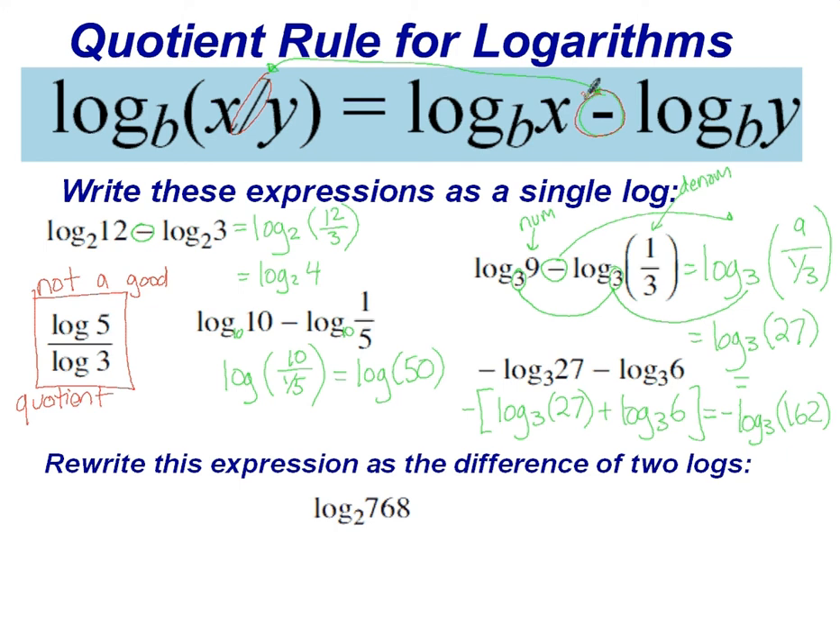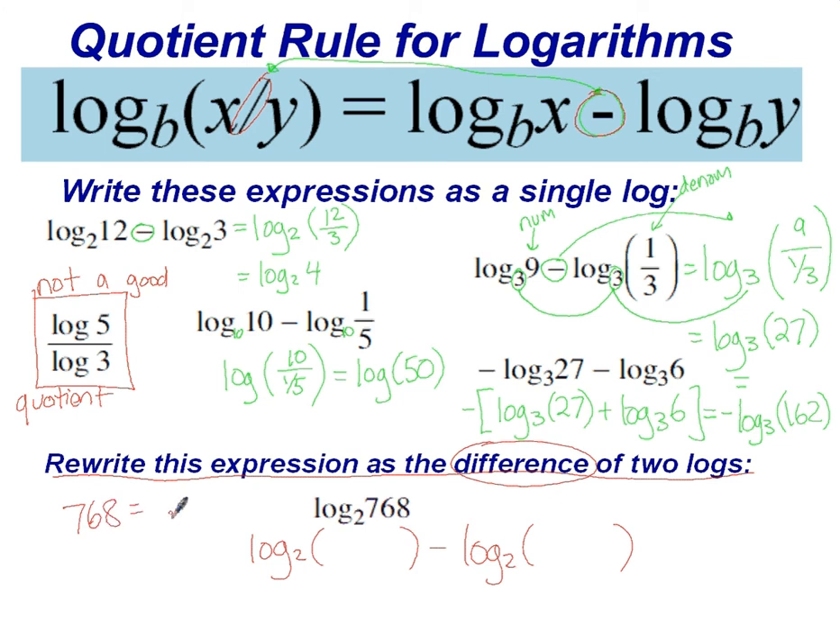Okay, very last one here. This is a different question. It says rewrite this expression as the difference of two logs. Difference means subtraction. So we have here log base 2 of something subtract log base 2 of something. That's going to be the difference of two logs. Now, what are we going to put in those two blank spaces? Well, what we have to do is rewrite 768 as a quotient, some numerator over some denominator.